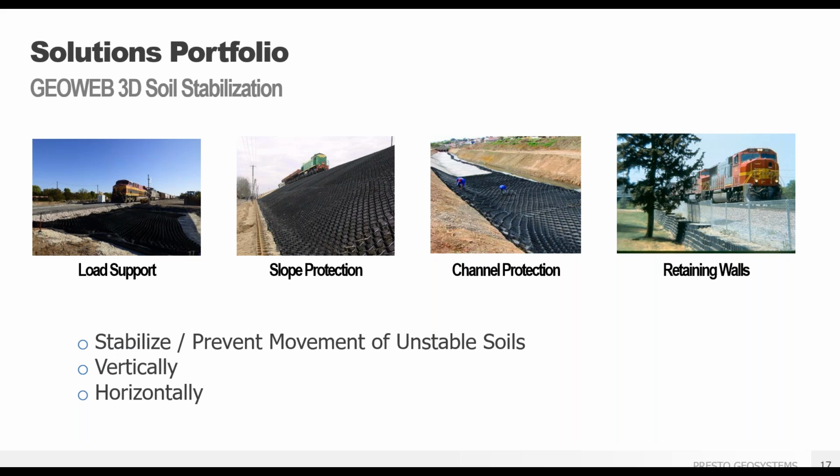So, the purpose of GeoWeb is pretty simple. It's really to stabilize the movement of unstable soils, like I said, whether that's vertically or horizontally. Once again, you can see the different four applications: the load support, slope, channel, and retaining walls.